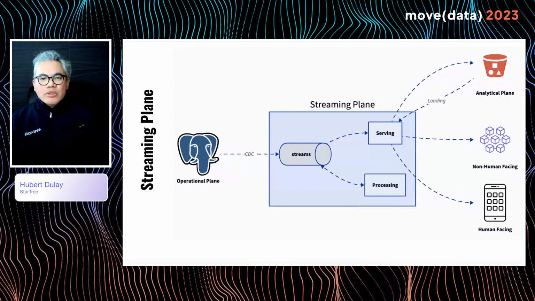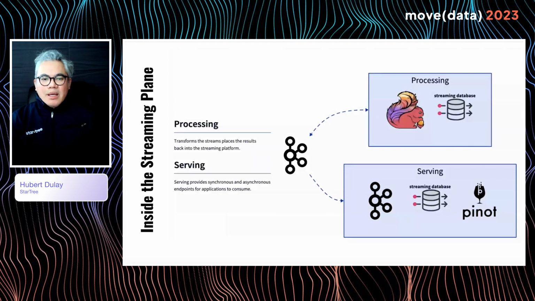The streams hold your real-time data, and the serving serves your data to the other parts of the business, either back to the operational plane or to the analytical plane. In this case, if you look at serving in the bottom here, you'll see there are three possible components inside.